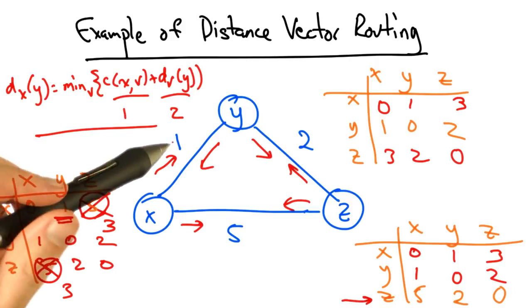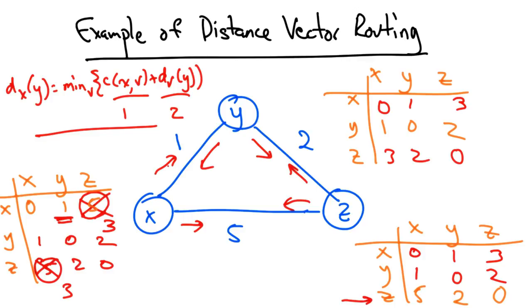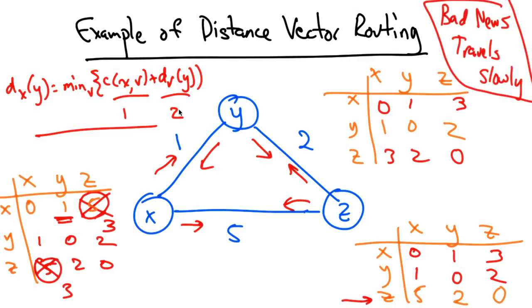Now when costs decrease, the network converges quickly. But one problem is that when failures occur, bad news can actually travel slowly.